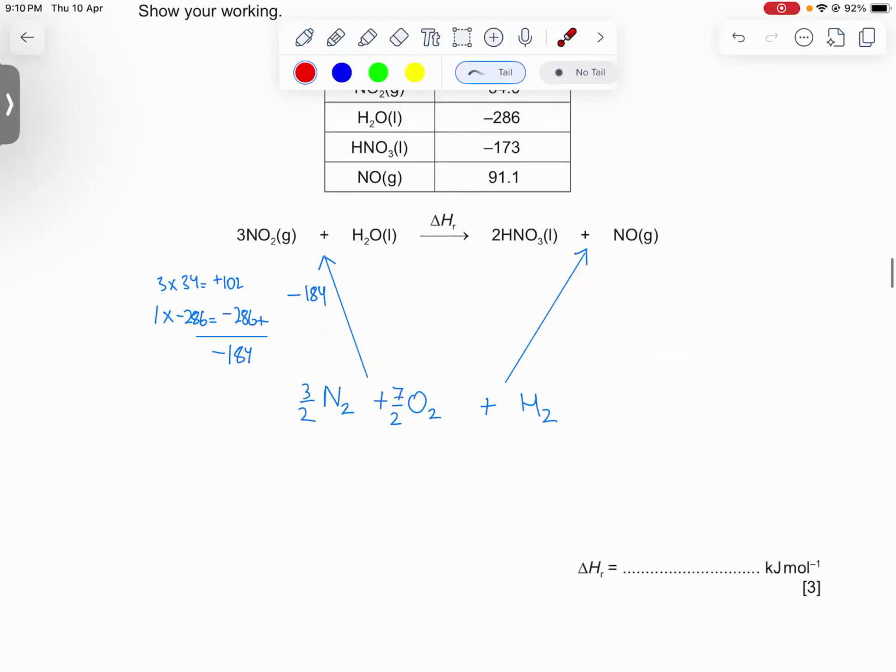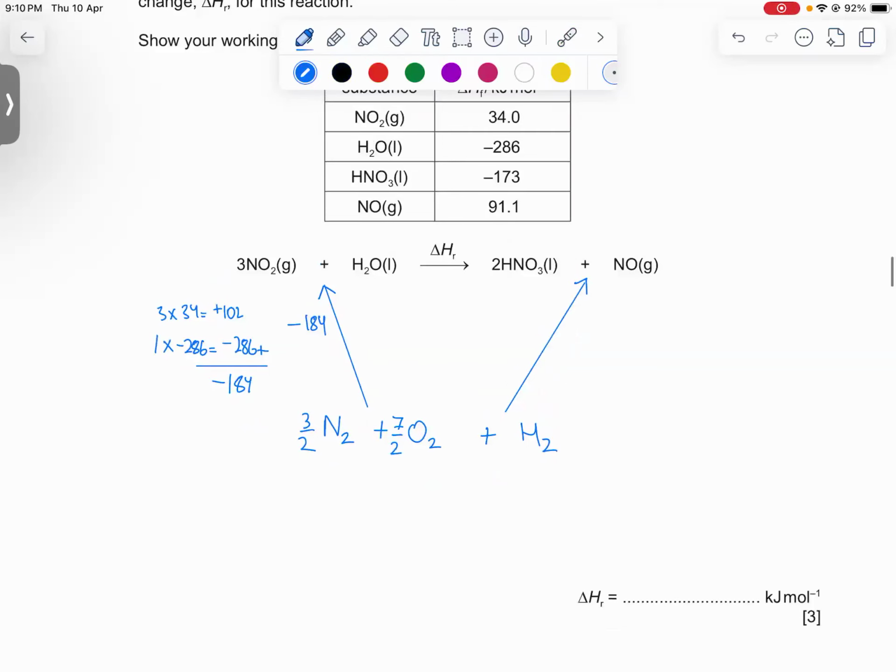Okay, now look at the other value. When 1 mole of HNO3 is produced, minus 173 kilojoules of energy is released. We have produced 2 moles of HNO3, so we say 2 multiplied by minus 173. Beta, what should be the answer? 346. Please repeat again.